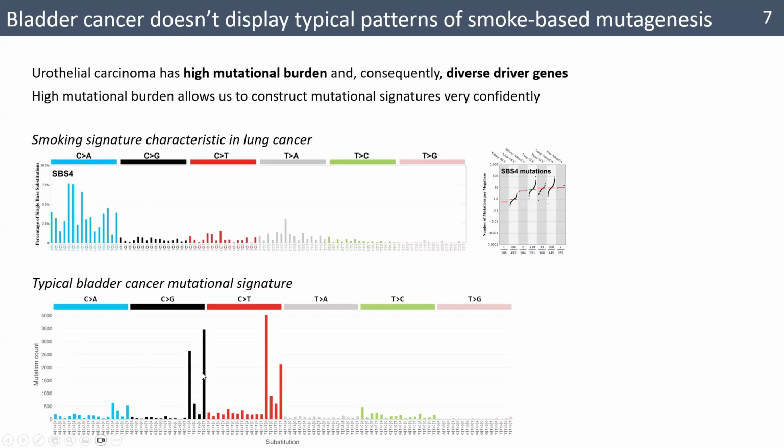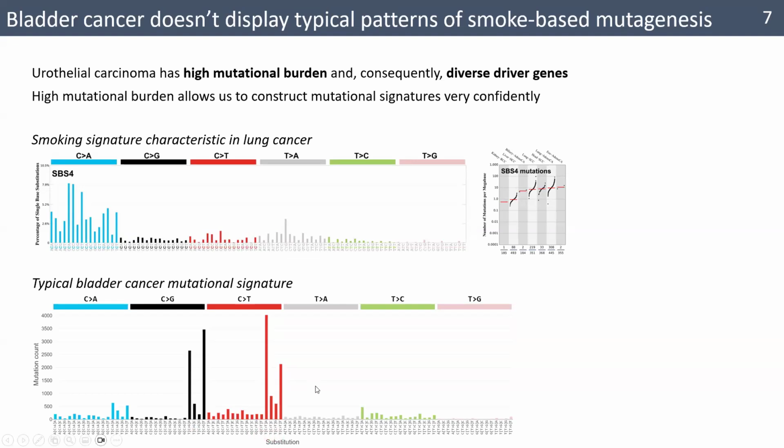What we do see in bladder cancer are these very characteristic bars in the black region and the red region. So these are C to T predominantly and C to G changes. And if you were to zoom in a bit and focus in on these patterns, it's C to G when it's preceded by a T, or C to T when it's preceded by a T. So this is the chemistry.